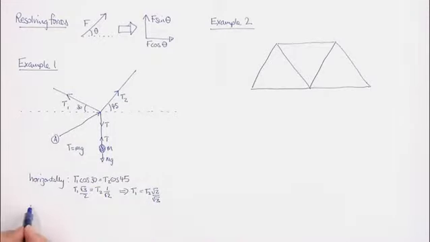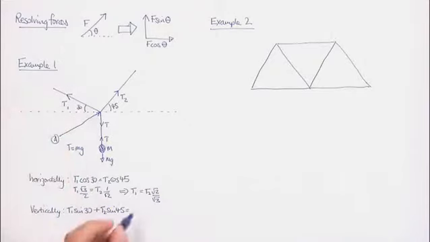Okay, resolving vertically now. We have T1 sine 30 plus T2 sine 45 is equal to T, which is mg. We can write that as T1 times a half plus T2 times 1 over root 2 is equal to mg.